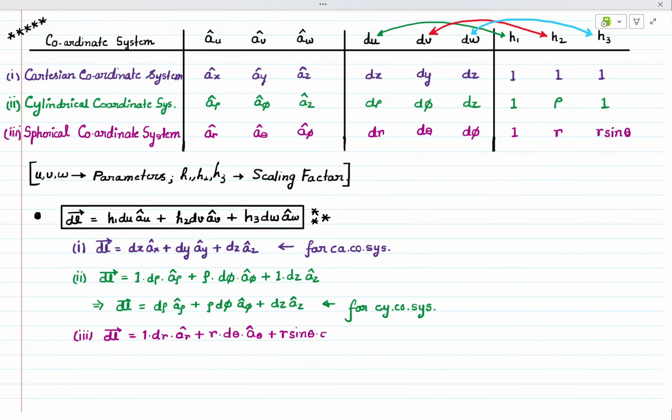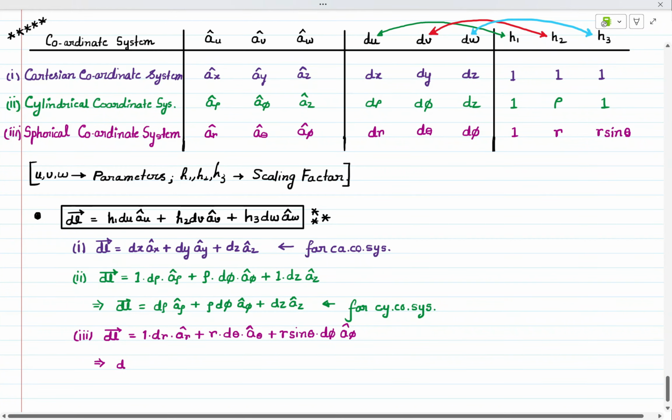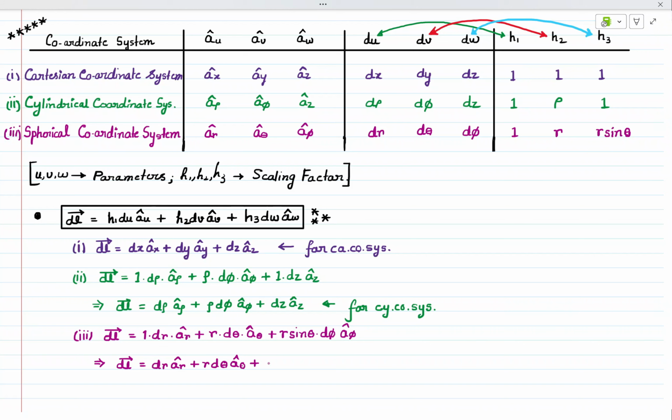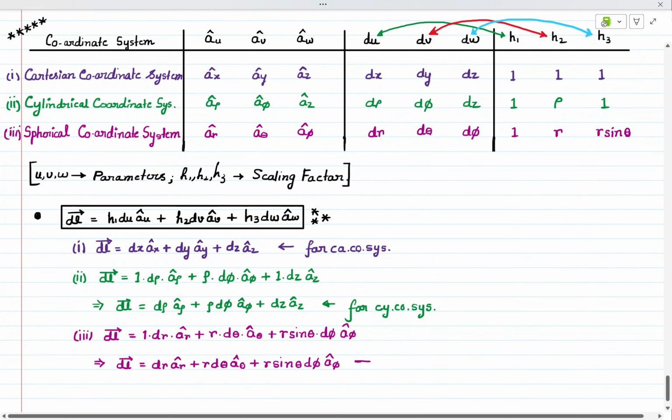Okay, and in an organized way, I will organize it like this: dr ar, r d theta a theta, and r sin theta d phi a phi. For the spherical coordinate system.